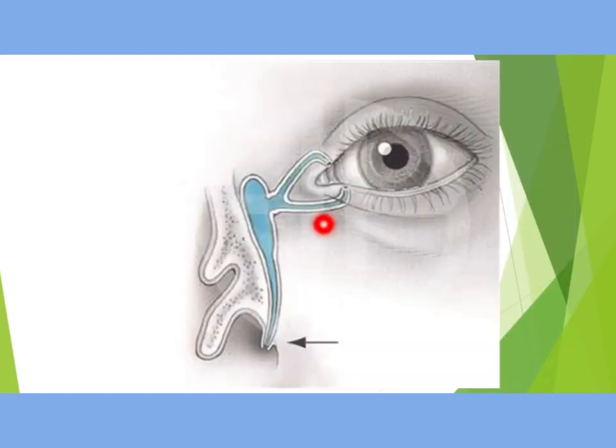Now we are moving to the nasolacrimal duct. The nasolacrimal duct is about 12 to 18 millimeters long, and it is the inferior continuation of the lacrimal sac. It descends at an angle, slightly laterally and posteriorly, to open into the inferior nasal meatus, lateral and below the inferior turbinate. The opening of the duct is partially covered by a mucosal fold.